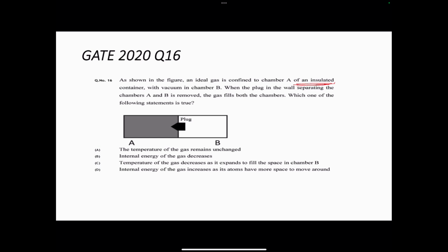So this is the correct option. The temperature of the gas will remain unchanged, and this process is also known as Joule's free expansion. Therefore, in this case, the temperature of the gas remains unchanged. That should be the correct option.